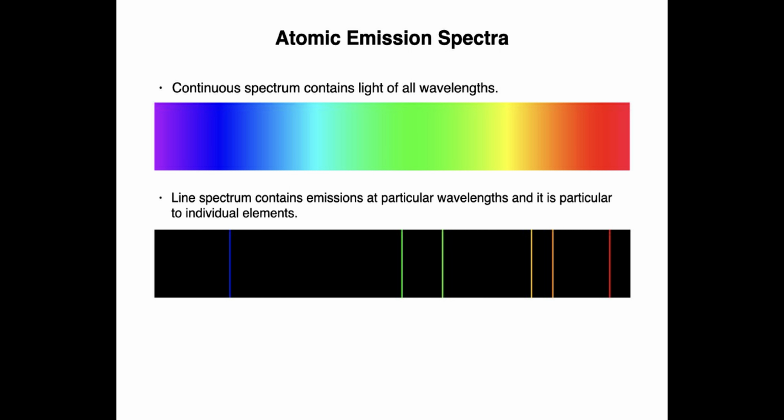When energy is applied to individual elements, they emit a spectrum, with emissions at particular wavelengths. Each element has its own spectrum, and this is known as a line spectrum. As shown above, you can see that the line spectrum consists of discrete lines that are not continuous. These lines converge at high energy. Line spectrum contains emissions at particular wavelengths, and it is particular to individual elements.